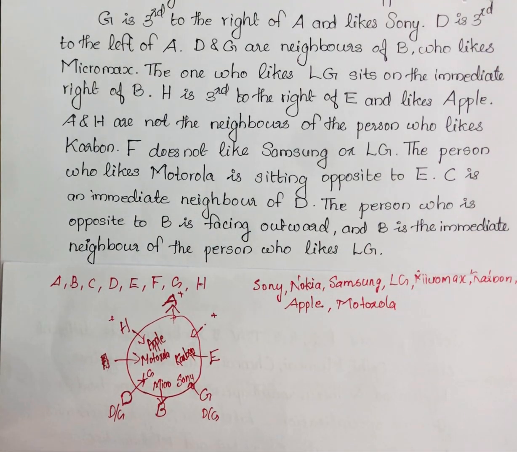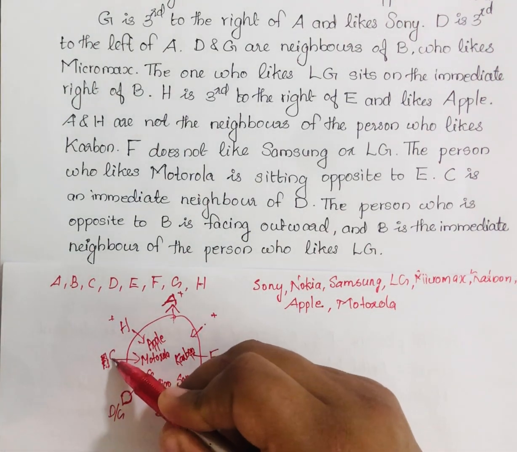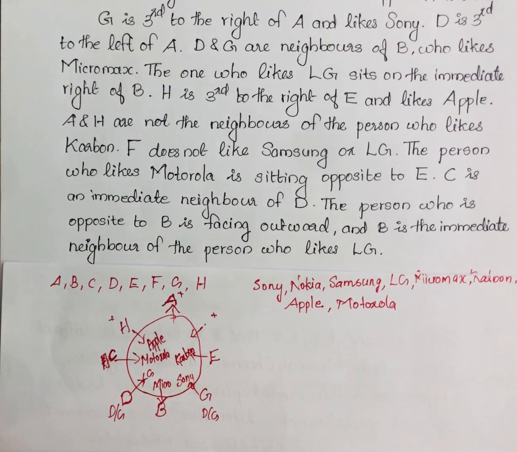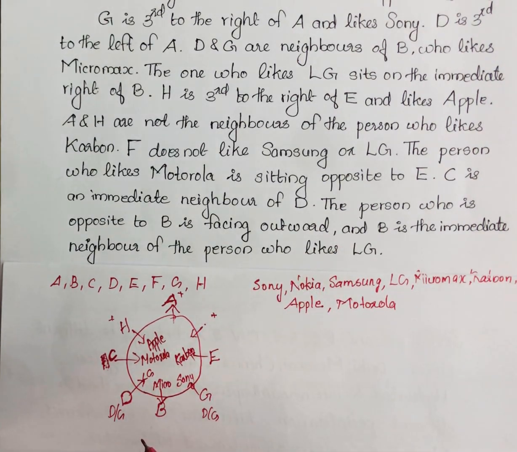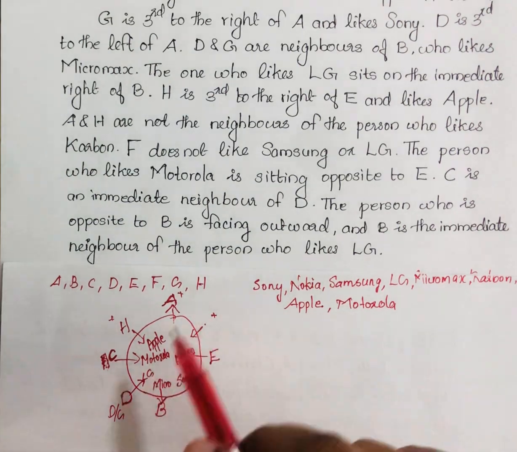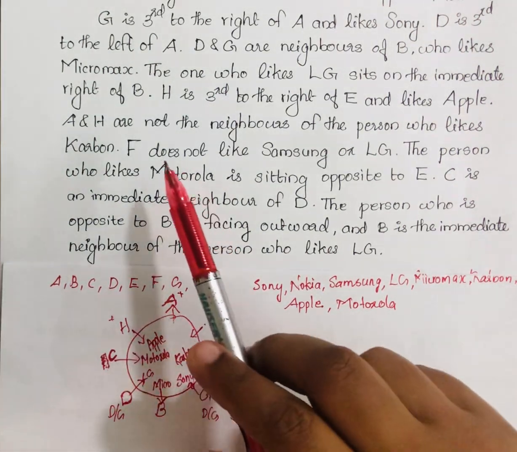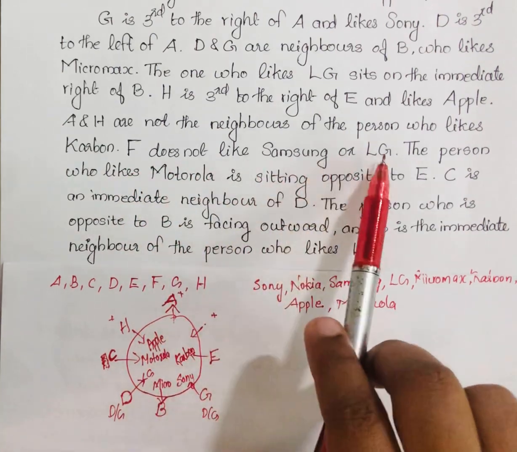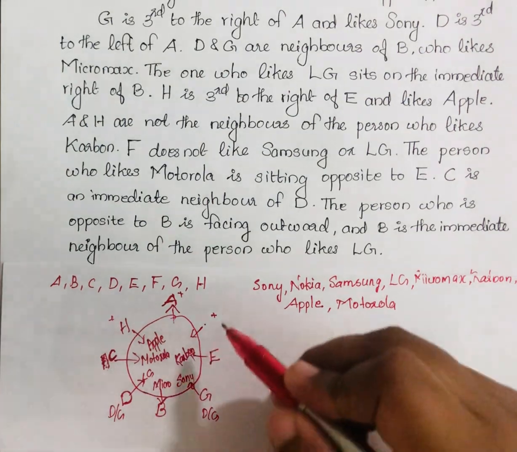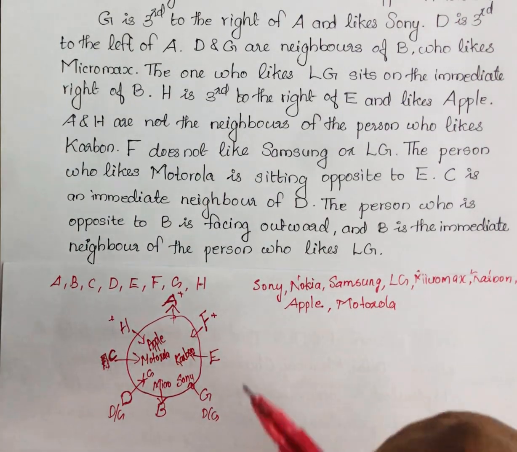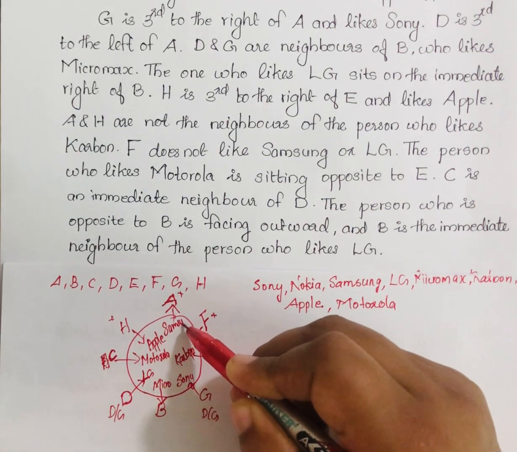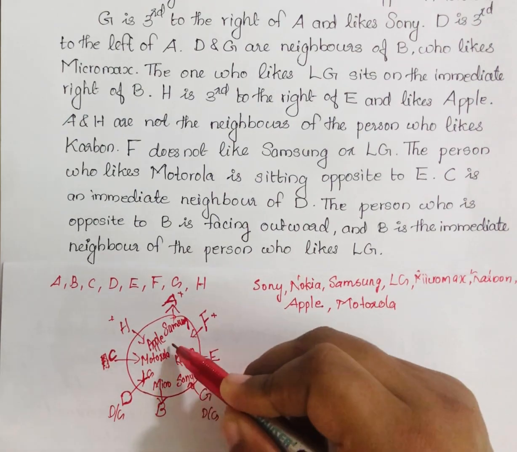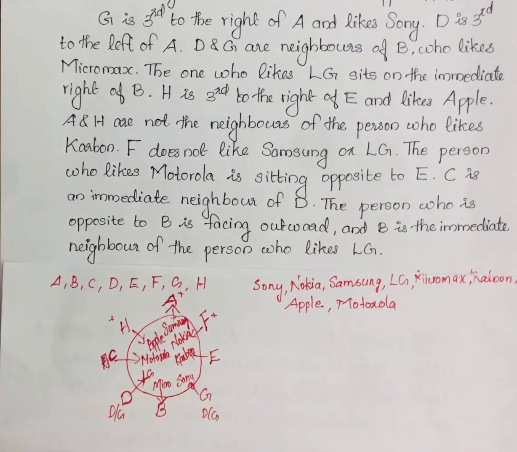Then next condition, C is an immediate neighbor of D means here C. Then the person who is opposite to B is facing outward, that we already applied, and B is the immediate neighbor of the person who likes LG, that is also already applied. Then we skipped one condition, F does not like Samsung or LG. Only one place is remaining, that is for F. LG is already here. F is not Samsung means the remaining person is A, that is Samsung. So the remaining phone Nokia will be for F. So this will be the arrangement.